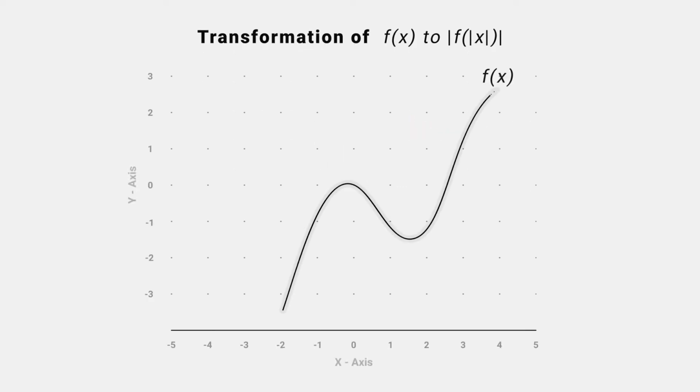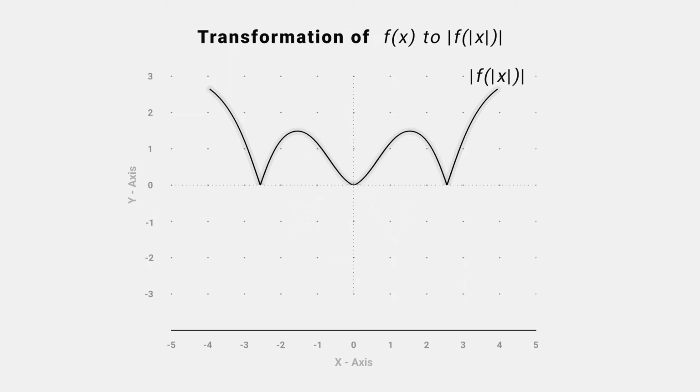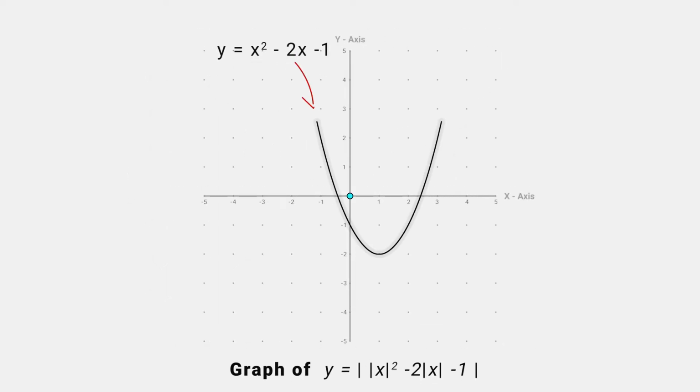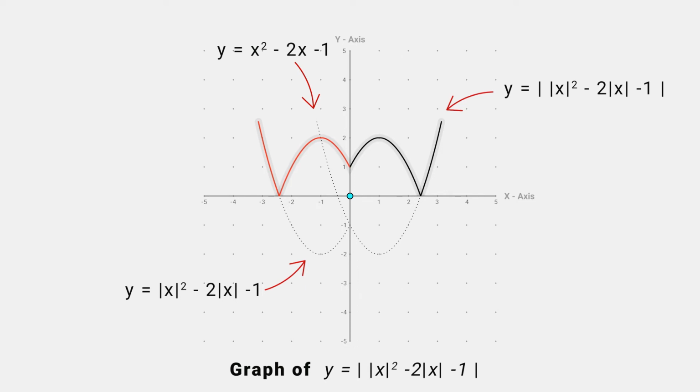Now what if we have to transform f(x) to |f(|x|)|? Then first transform f(x) to f(|x|), and after that transform f(|x|) to |f(|x|)|. For example, y = |x² - 2|x| - 1|. Then first draw y = x² - 2x - 1, and after that neglect the left hand side graph and take the image of the right hand side using the y-axis as a plane mirror. Now take the image of the part below the x-axis, and this is our answer.